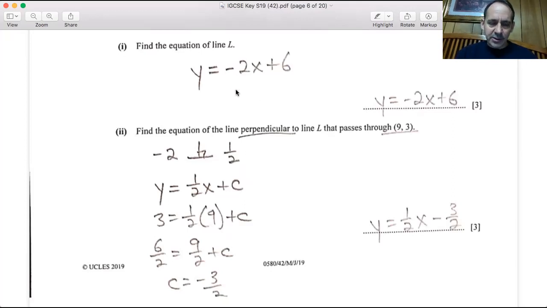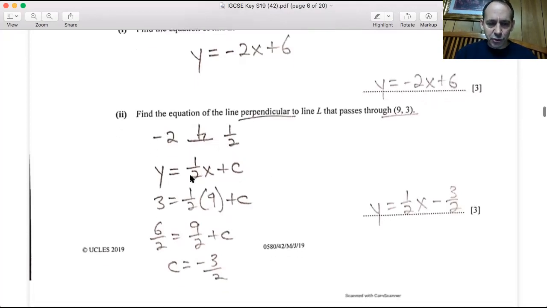So perpendicular means our slope is the negative reciprocal. So we take the negative 2 from the line here, then perpendicular will be the negative reciprocal. Change the sign and flip it over. So 1/2 is our new slope for the perpendicular line.